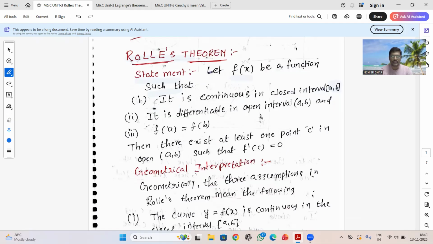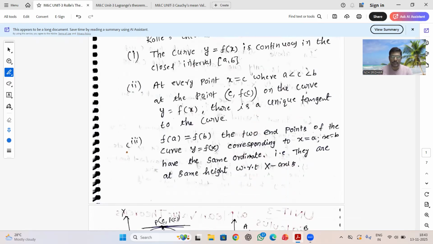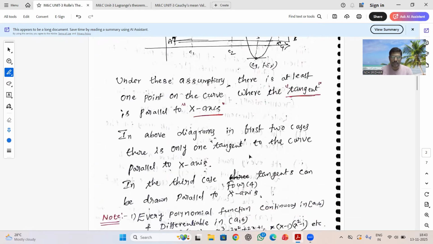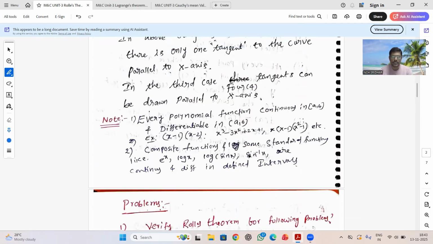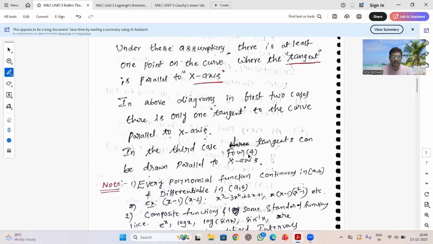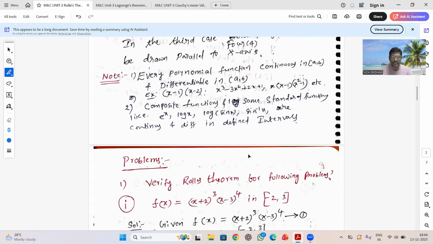So first, continuous in closed interval a comma b, and differentiable in open interval a comma b, and the third condition is very important, f of a is equal to f of b. Then there exists at least one point c in open interval a comma b such that f dash c is equal to 0. Let us try to do one problem on Rolle's theorem. The geometrical interpretation is also there, but we don't need it. In our syllabus, geometrical interpretation is deleted.